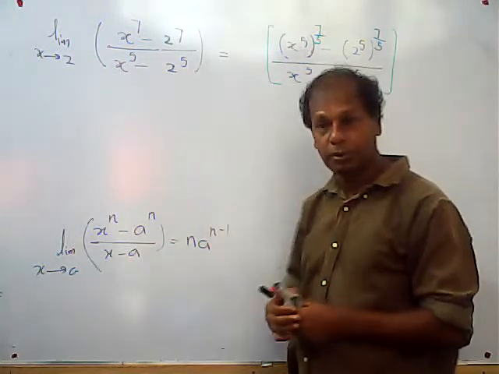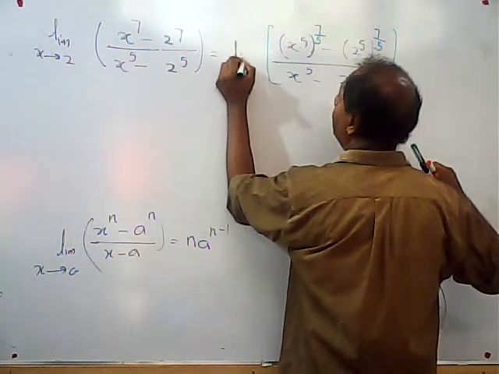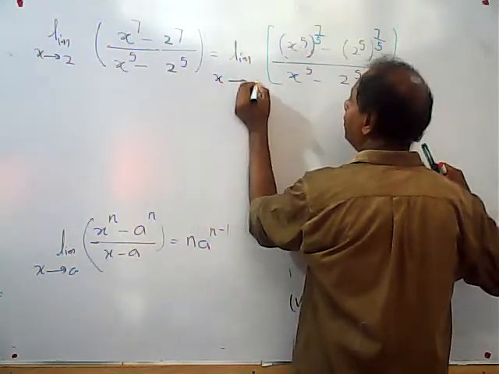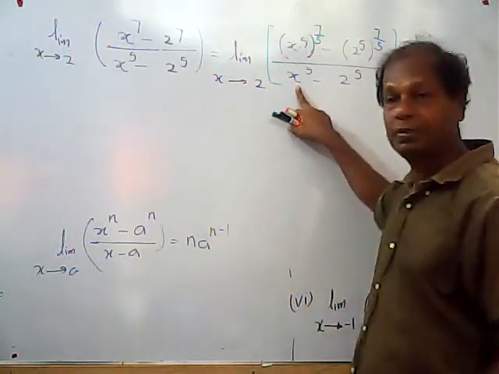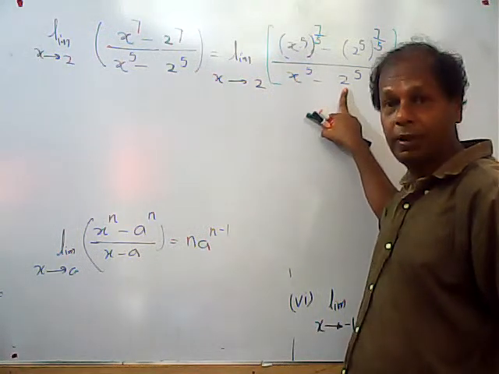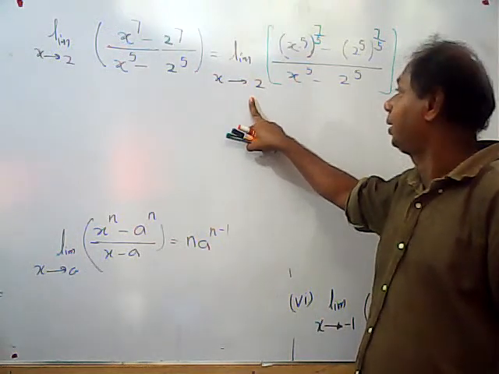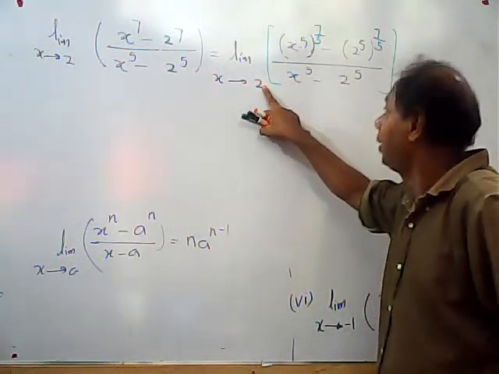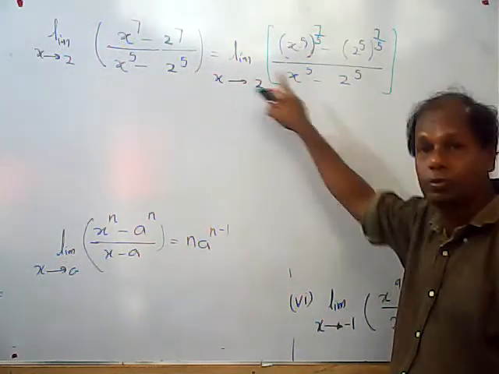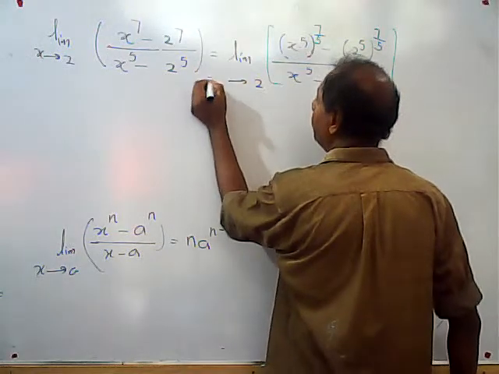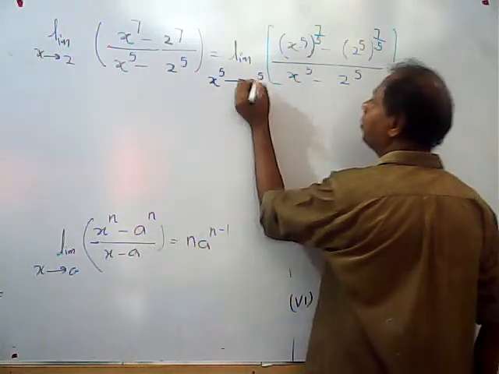But the limit should also be matching to this. You are given x goes to 2. That's how it is given, x goes to 2. But our new x is x to the power 5, and a is 2 to the power 5. So this is not sufficient to apply the rule. But you are given x goes to 2, then what happens to x to the power 5? If x goes to 2, x to the power 5 will go to 2 to the power 5.